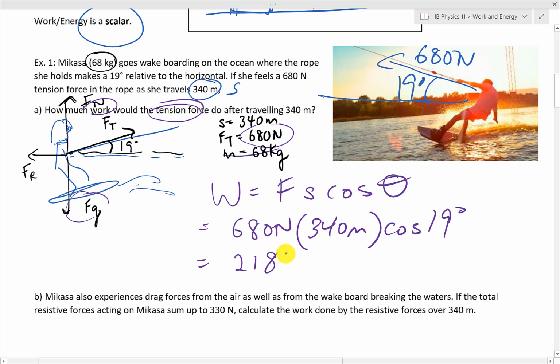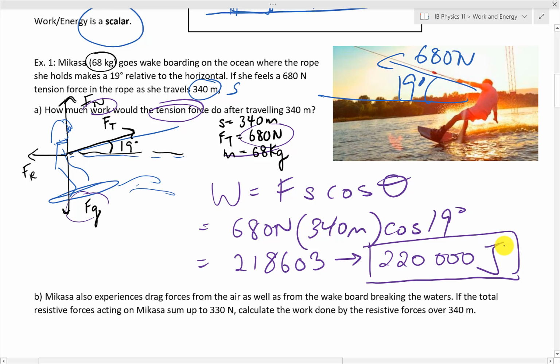I get 218,603. And rounding to 2 sig figs, I get 220,000 joules of work. That's a lot of joules.